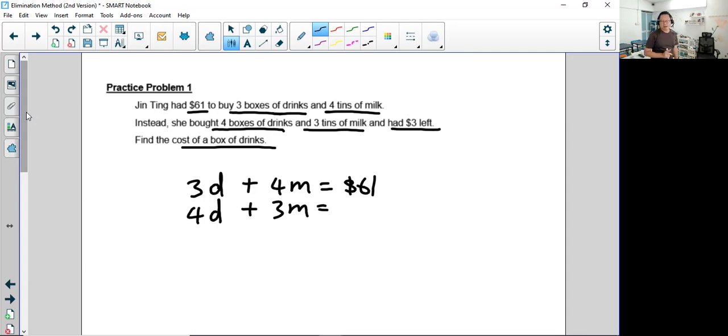So you take $61, which is the money, and you minus the leftover, and that will give you $58 spent, right? And not $3 spent. Okay. Then you look at the 2 statements, right? You want to find 1 box of drinks. And then you look at the statement and you want to play with the statement, right? And you look at either one and you can't divide. You can't divide. So what happens?